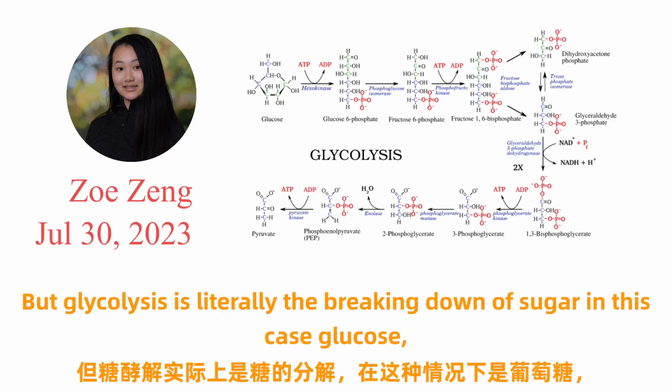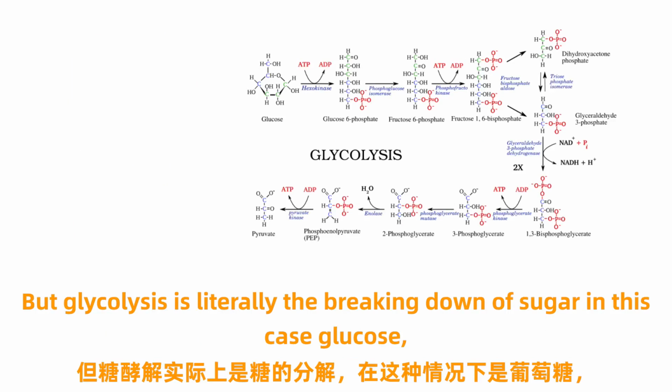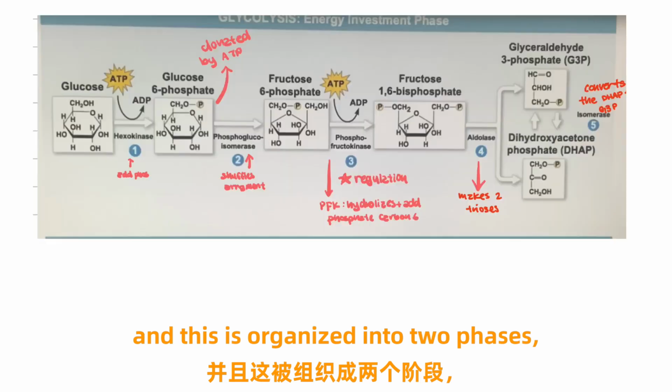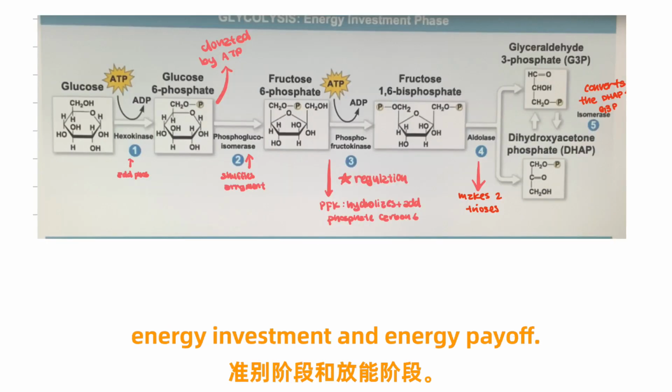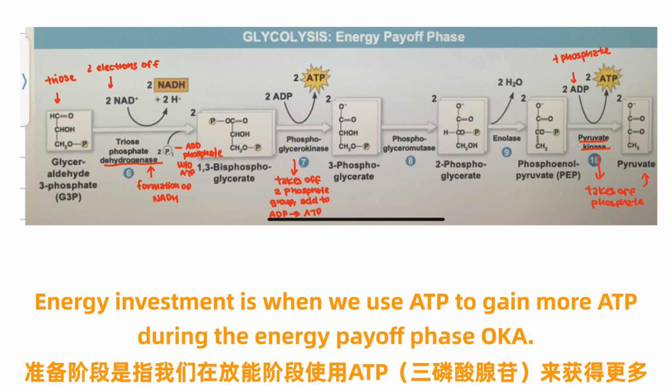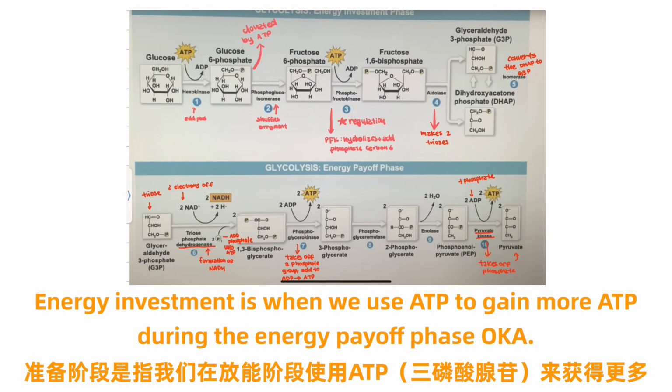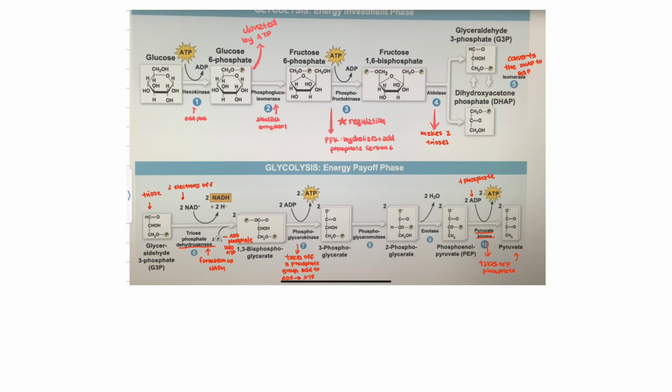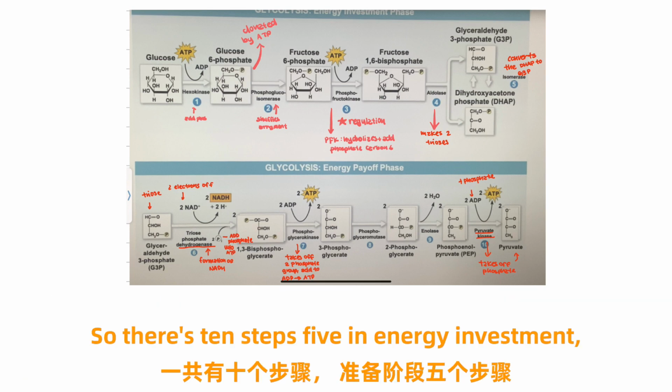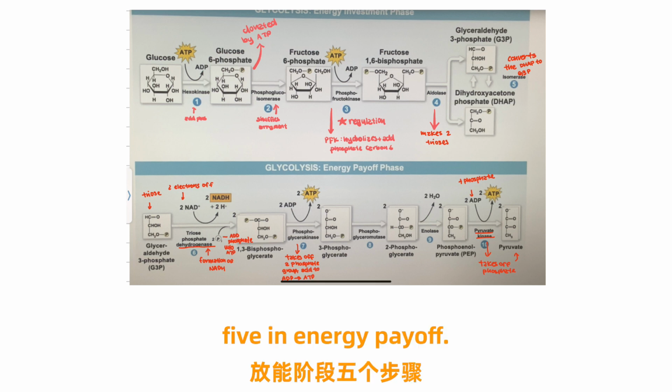But glycolysis is literally the breaking down of sugar, in this case glucose. And this is organized into two phases: energy investment and energy payoff. Energy investment is when we use ATP to gain more ATP during the energy payoff phase. Okay, so there's 10 steps, 5 in energy investment, 5 in energy payoff.